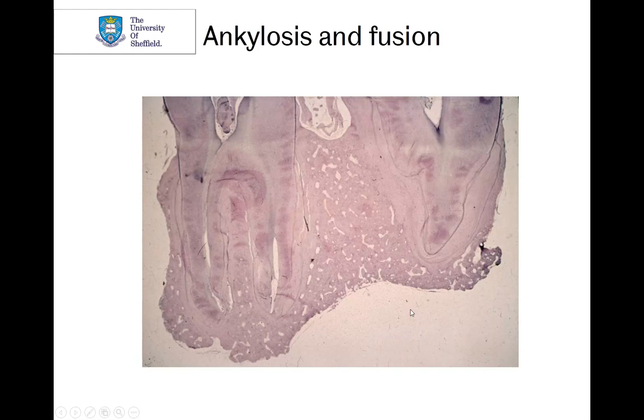So it wouldn't be surprising that on occasions the periodontal ligament space can be obliterated, and you get fusion of this hypercementosis with the bone of the alveolus. And this is termed ankylosis.